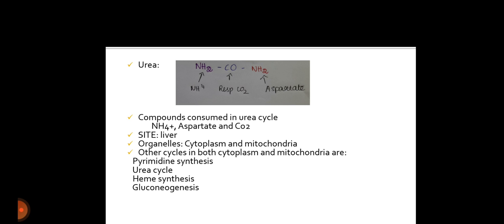Where does it happen? It happens in the liver. The organelles are cytoplasm and mitochondria. Other pathways that take place in both cytoplasm and mitochondria together, to remember this, I'll give you a clue, that is PUBG. P for pyrimidine synthesis, U for urea cycle, B for blood, that is heme synthesis, and G for gluconeogenesis.